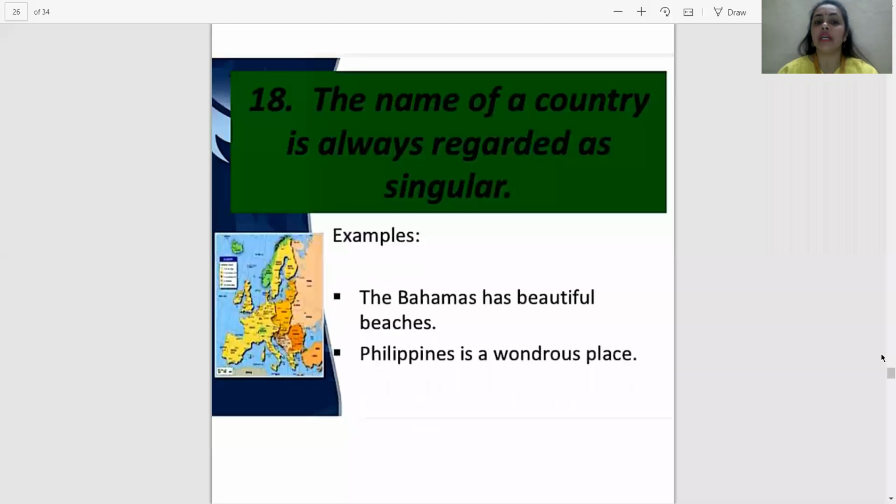18th, the name of the country is always regarded as singular. This we must take care. There are few countries which are pronounced as plural, like Bahamas, Philippines, but they are always singular.